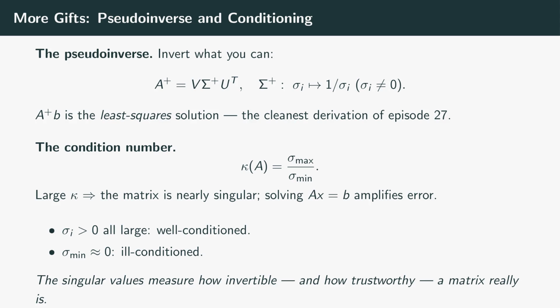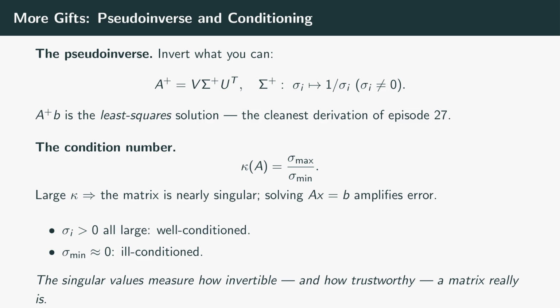The SVD keeps giving. Two more gifts before the history. First, the pseudo-inverse. A rectangular or singular matrix has no true inverse, but the SVD lets us build the next best thing. Keep V and U, and invert sigma as far as possible by replacing each non-zero singular value with its reciprocal and leaving the zeros alone.